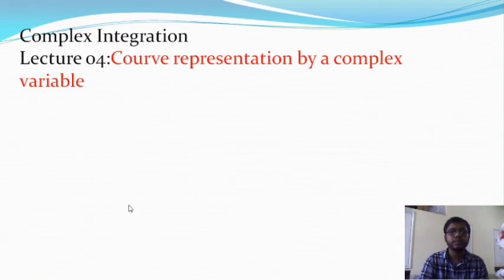sanjay.vishwas@gnit.ac.in. Discuss about curve representation by complex variable, and this is actually in chapter 2.